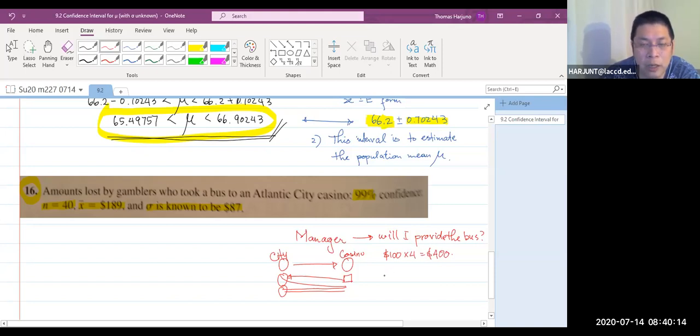Let's say it's $400 to get these people. And assume, as a small assumption, that each time they board the bus, we will get at least 20 gamblers. So if on average they lost 189, then the casino will make on average 20 times $189. That's 2,000 something. Now look at the cost and how much the casino will make from there. Will that be a good business?